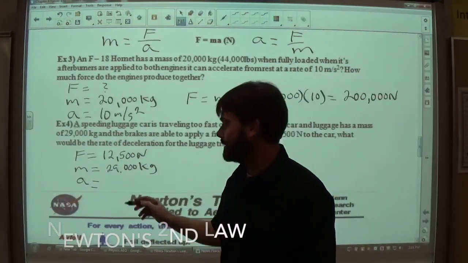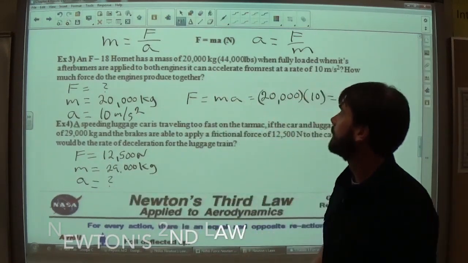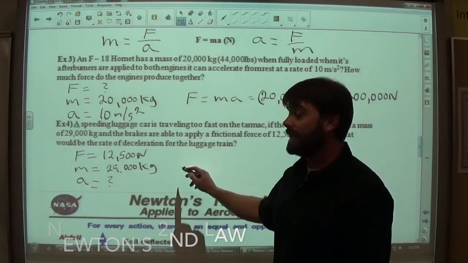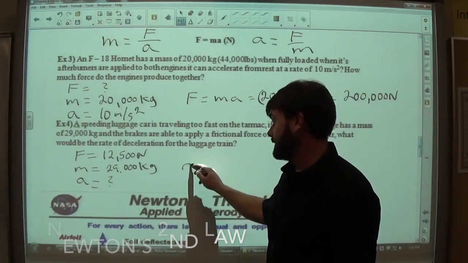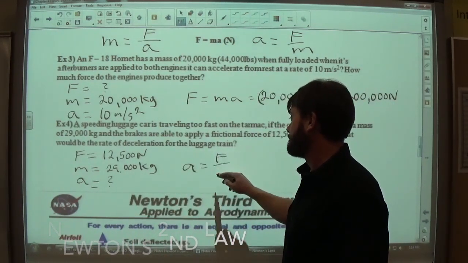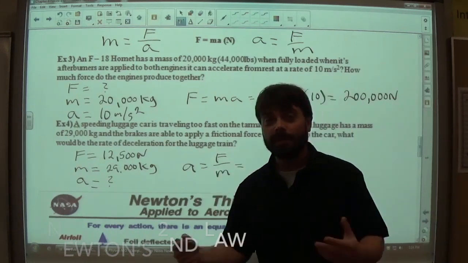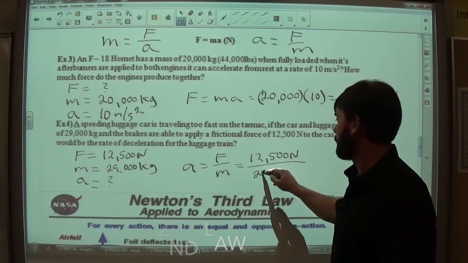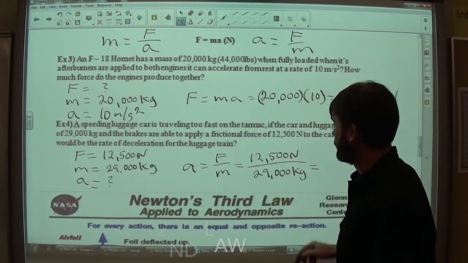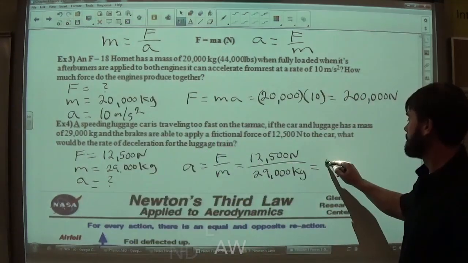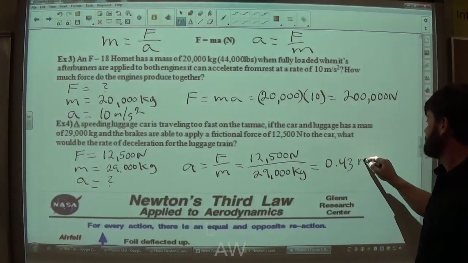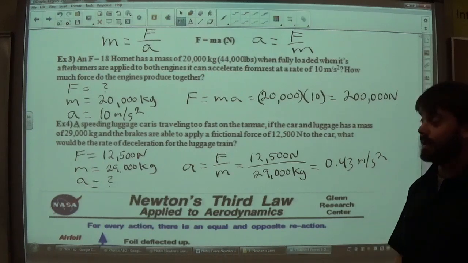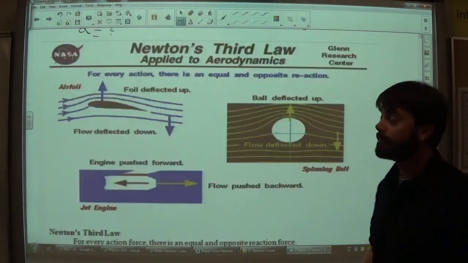What is the acceleration? Pick the equation to solve for acceleration. Acceleration is force divided by mass. Plug in the values. Divide and solve. And you should get 0.43 meters per second squared.